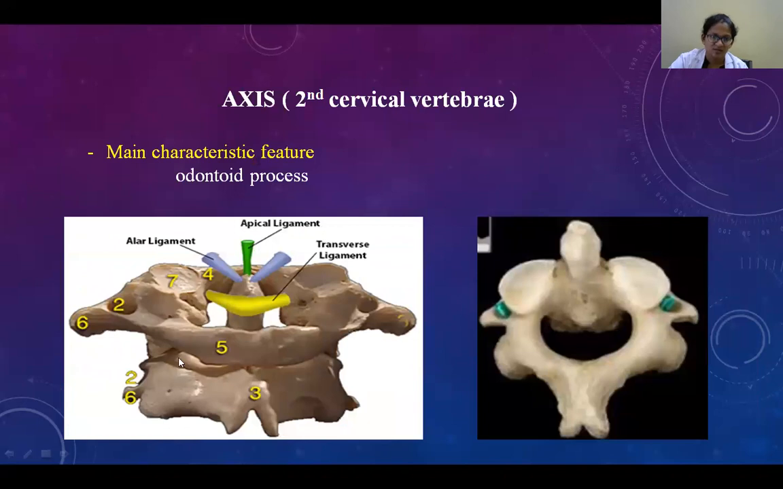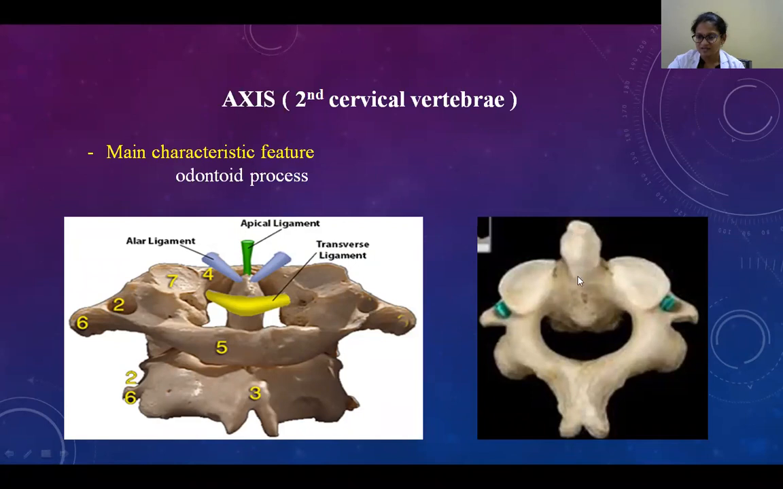And next, coming to the axis. Axis is the second cervical vertebra. Its main characteristic feature is the odontoid process. Odontoid process is also called the dens. See, this is the odontoid process, which is also called the dens.